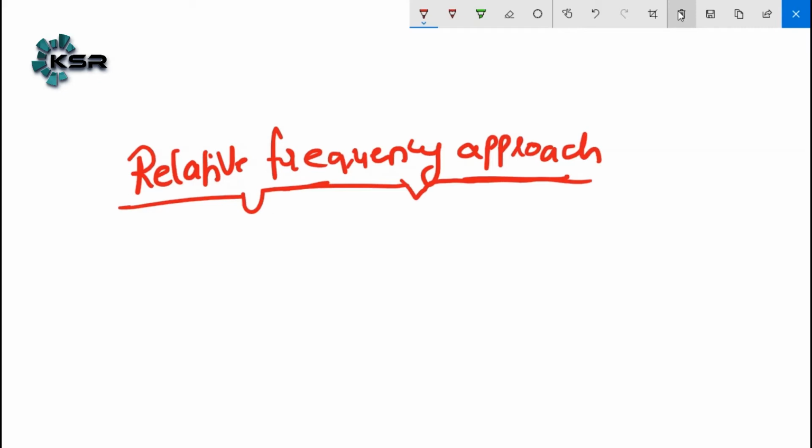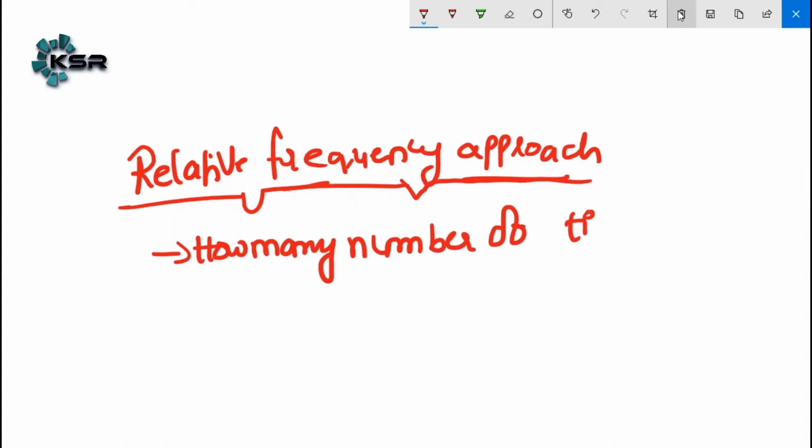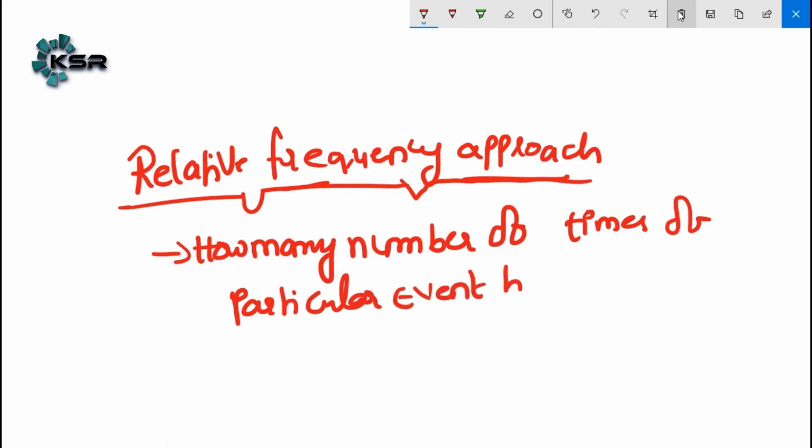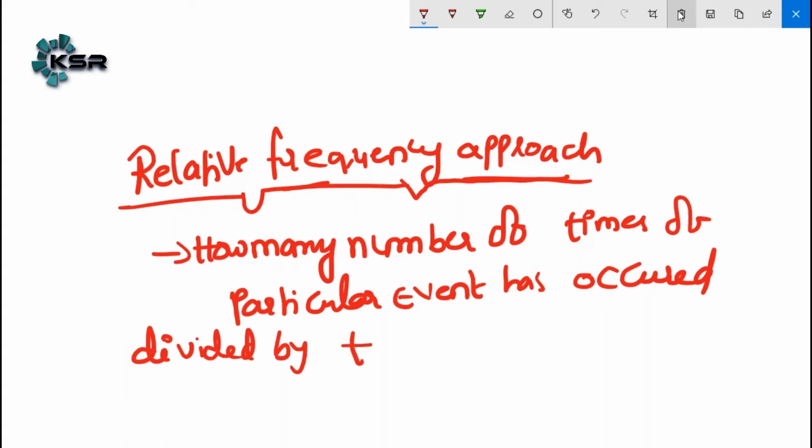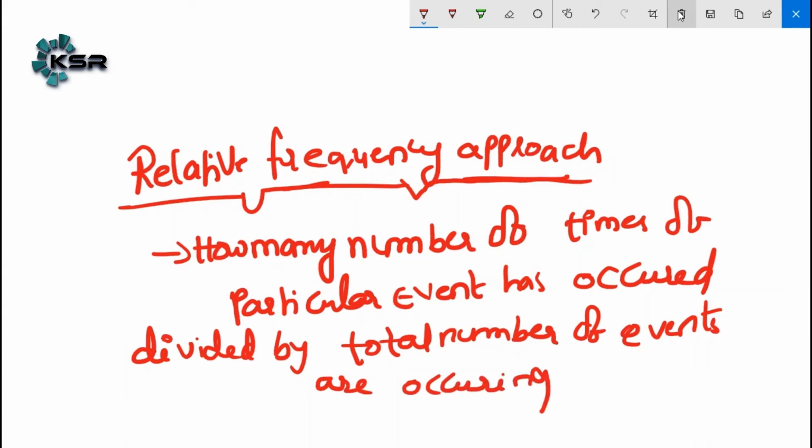Here, how many times a particular event has occurred divided by the total number of events occurring. The relative frequency approach means the number of times a particular event has occurred divided by the total number of events occurring.